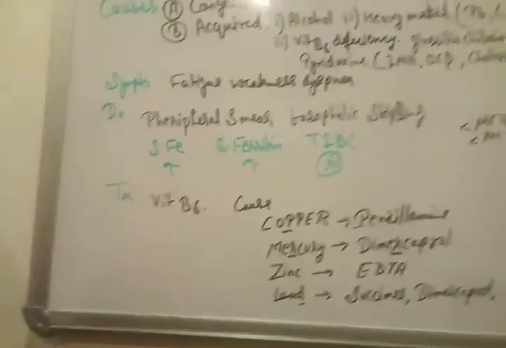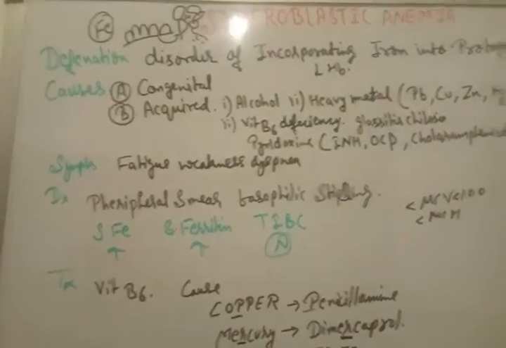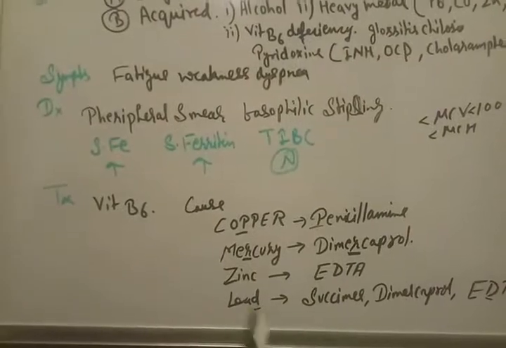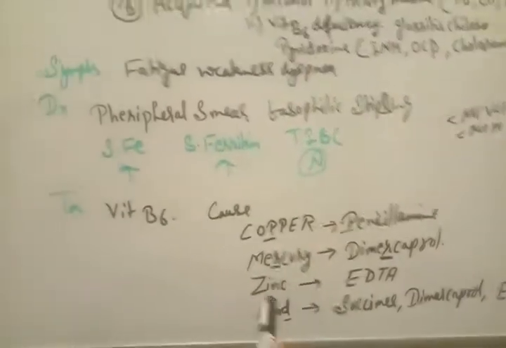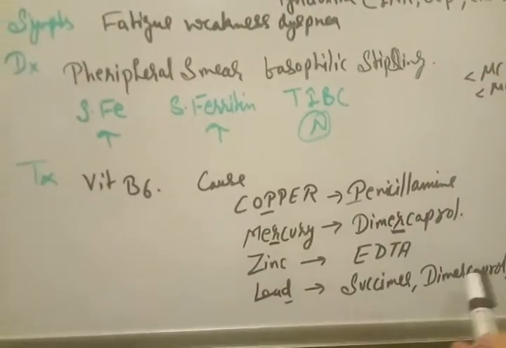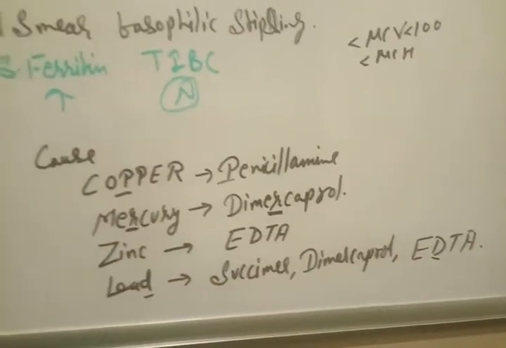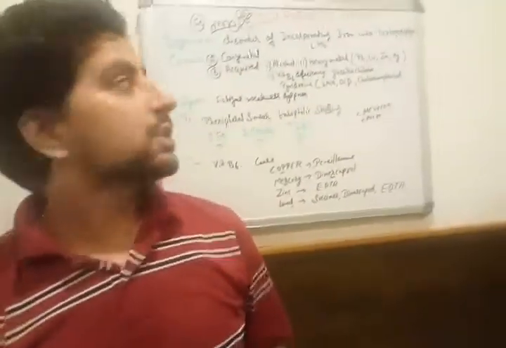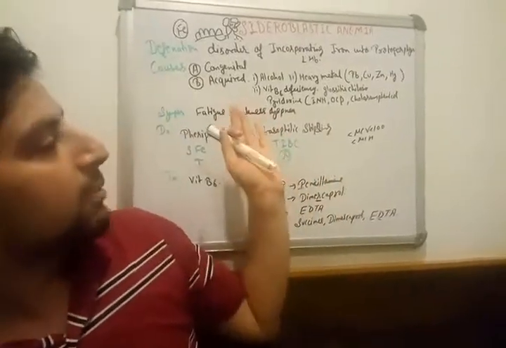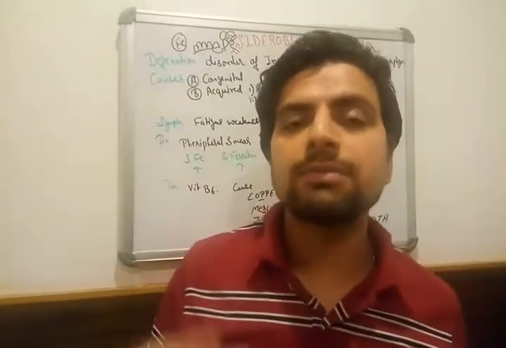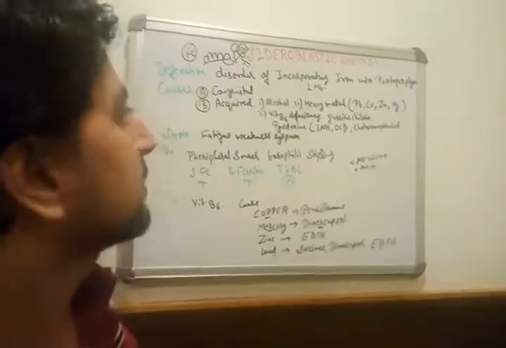So no need to remember it all, it's just a funda for me. I like to remember this with copper, penicillamine. It's very easy for me. Mercury, dimercaprol; zinc is EDTA; but for lead, we can use a combination of all three: succimer, dimercaprol, EDTA. So my dear friends, if you receive any kind of question, it can come from this. We can see sideroblastic anemia in some leukemias, in some blood cancers also.